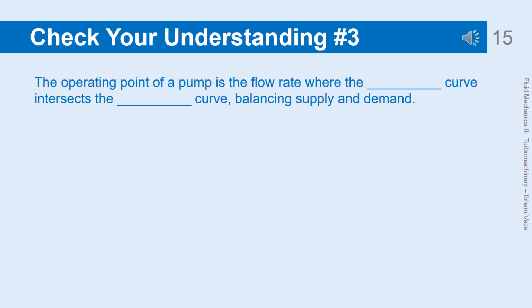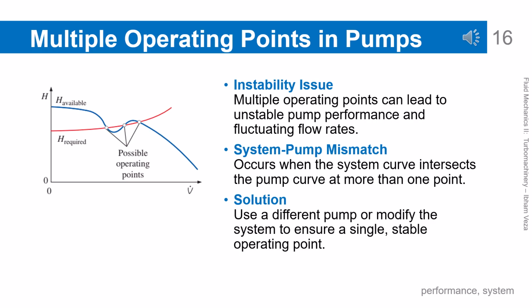and demand. Multiple operating points in pumps. In some systems, the pump curve and the system curve may intersect at more than one point. This condition can cause operational instability because the pump may shift between operating points. As a result, the flow rate and pressure may fluctuate undesirably. This problem usually arises from a mismatch between pump and system characteristics. The solution is to change the pump or modify the system so that only one stable operating point exists.